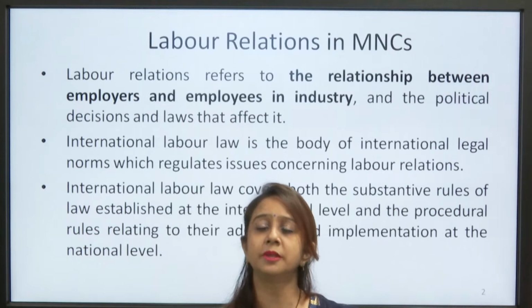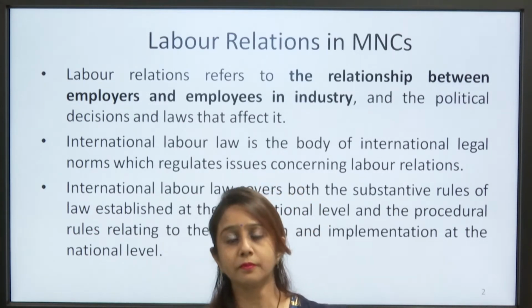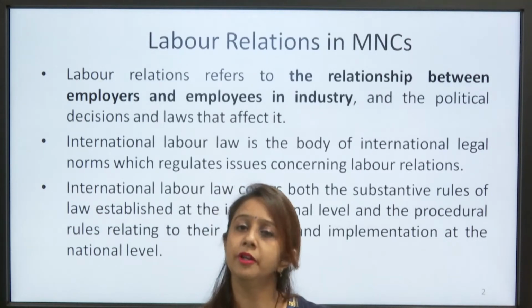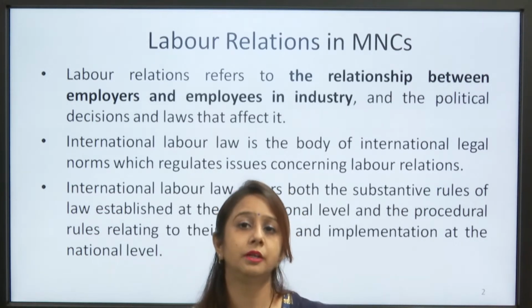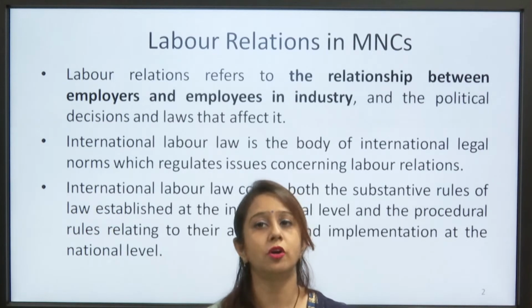Now when we talk about substantive rules, they are related to rules which are implemented all over at the international level, and they can be implemented through various international labor norms or conventions, which are designed by the International Labor Organization.